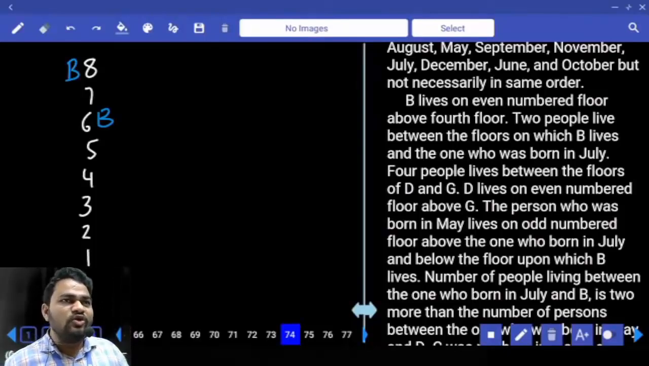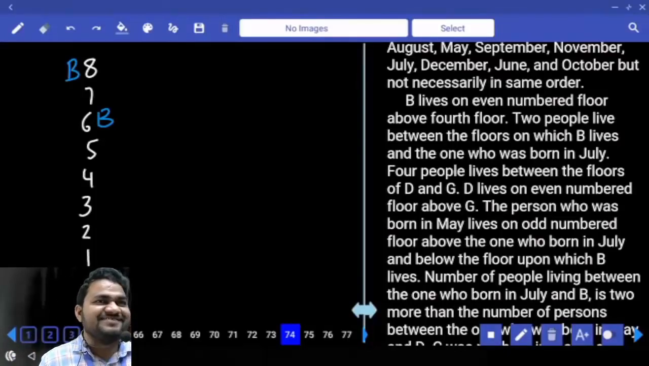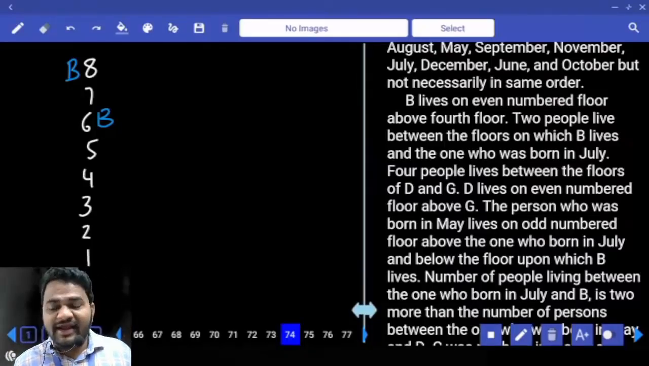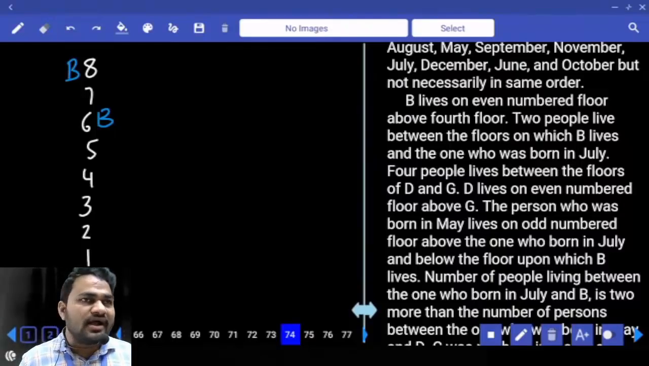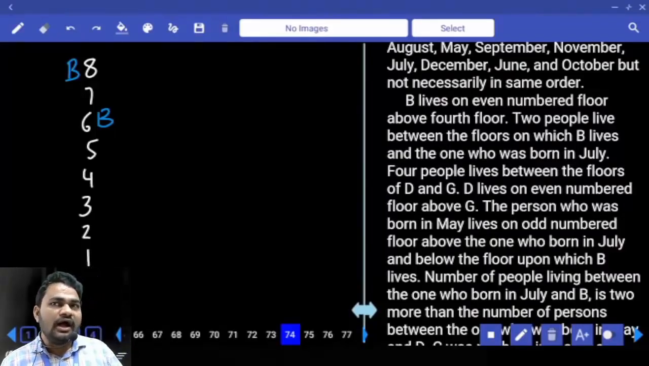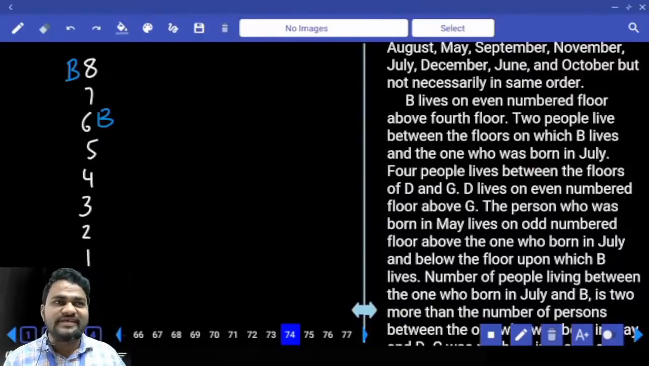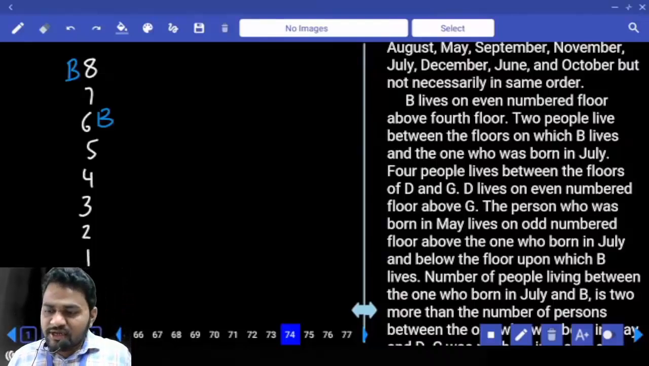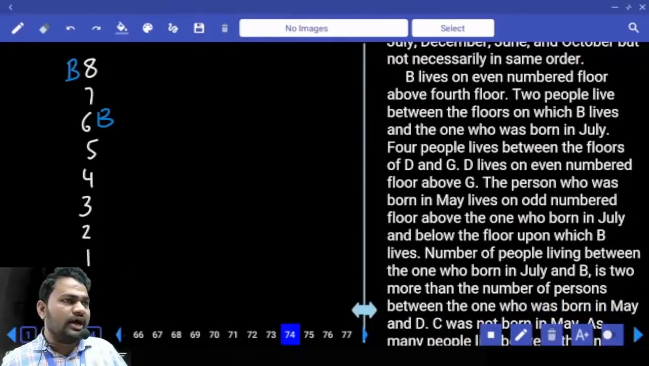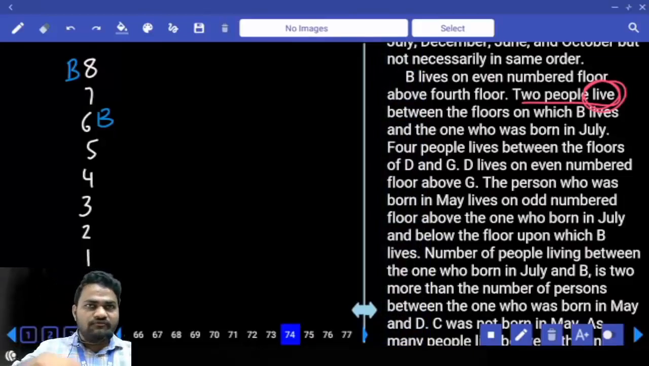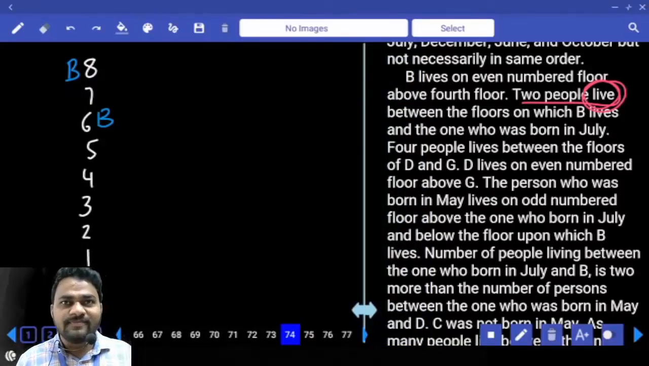While reading the question, you must be careful. You should have reading skills. While reading the data you must be careful whether the condition is talking about floors or months, born months. Are they talking about months or floors? If you are not careful, you will face difficulties. B lives on an even number floor above the 4th, nothing but 6 and 8. Lives goes for floors, born goes for months.